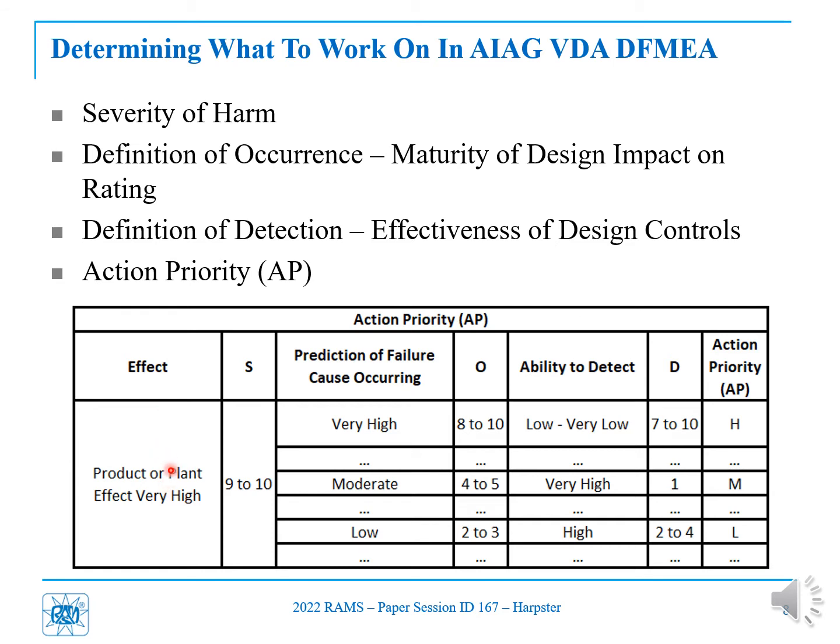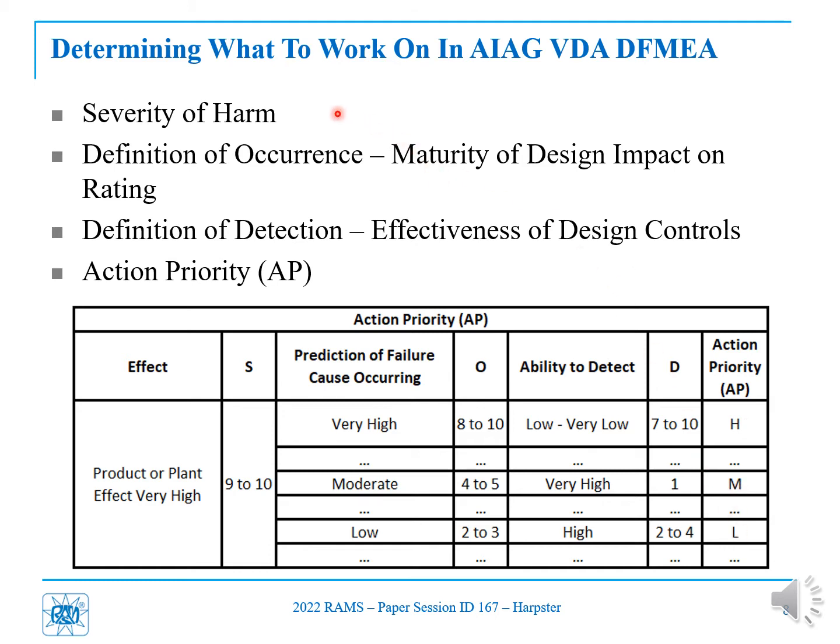In the first column, we have the effect. In the second column, we have a severity range. In the third column, we have an occurrence range. And then here we have the ability to detect and the detection range. And to these various combinations of rating, we assign an H, a high priority, you have to work on it, M, medium priority, and L, low priority.